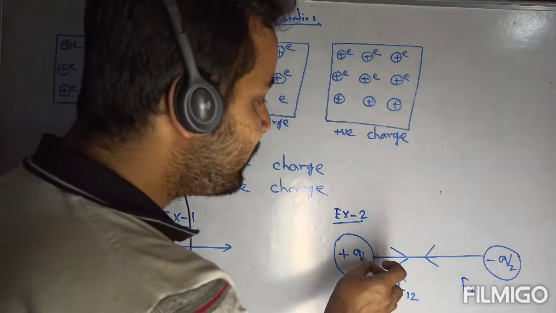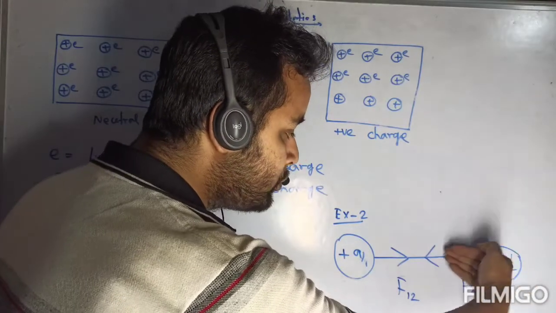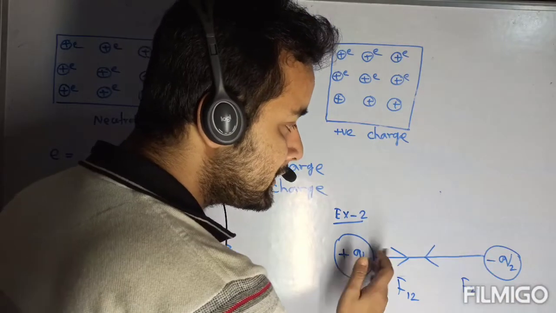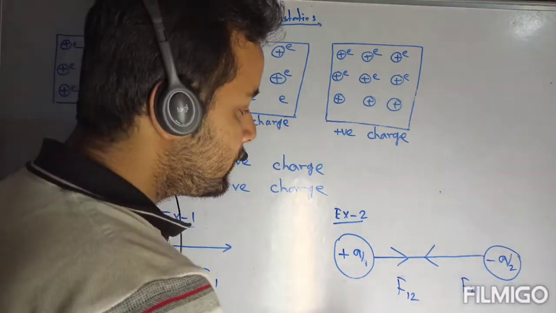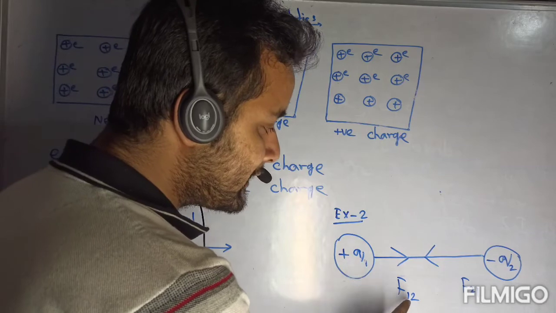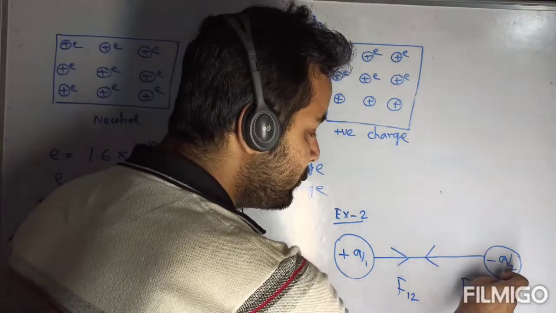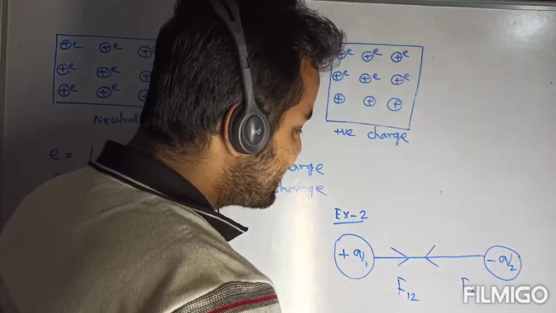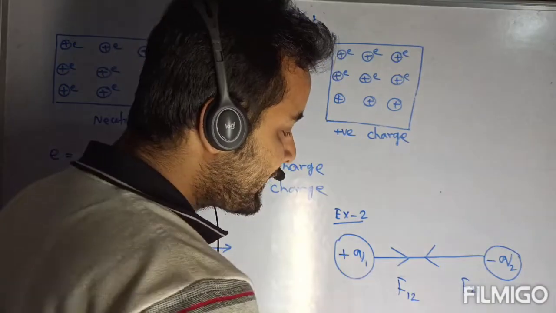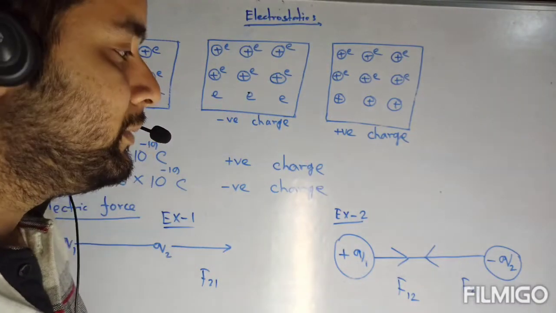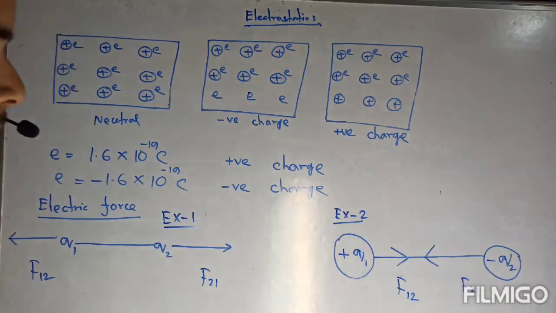Which direction? So Q1 is attracting Q2, towards itself. Q2 is also applying a force on Q1, towards itself. Clear? So the force acting on Q1 is denoted by F12 and the force acting on Q2 is denoted by F21. Similarly, the magnitude of F12 and the magnitude of F21 will be equal. Okay, please note it down.